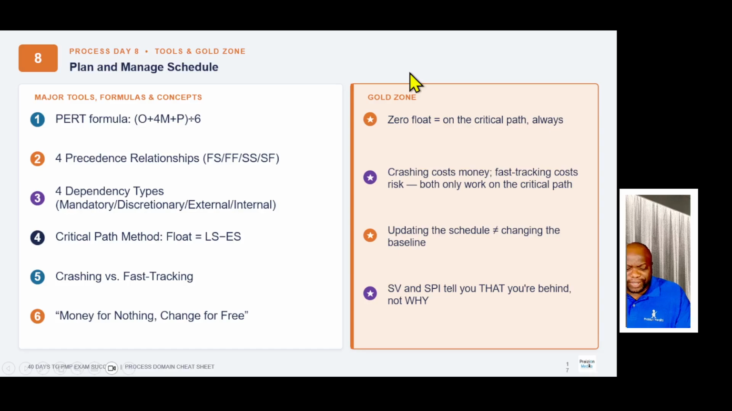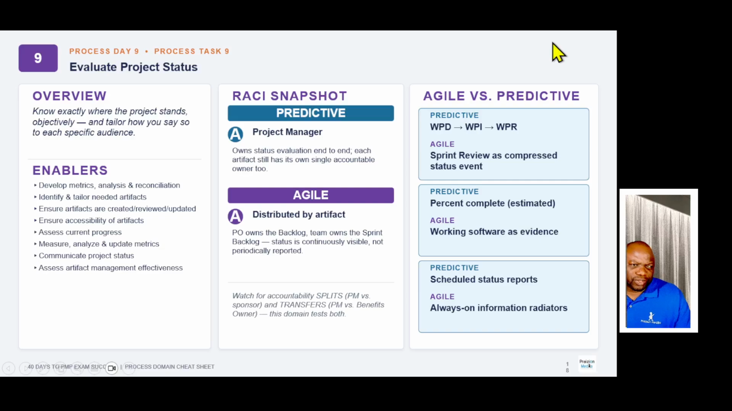Know your PERT formula, what exactly it means, precedence relationships, FS, FF, SS, SF, and understand what the numbers mean. SV, what does it mean when it's negative? What does it mean when it's positive? SV, CV, SPI, CPI, what do all those numbers mean? If SPI is 0.7, what does it mean in literal terms?